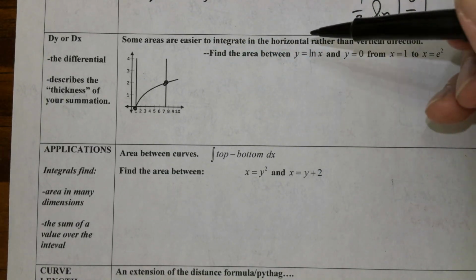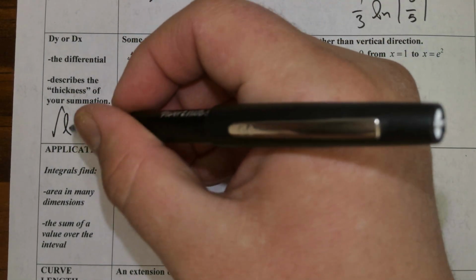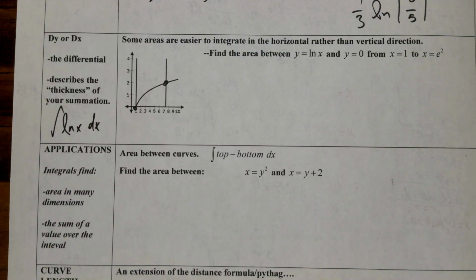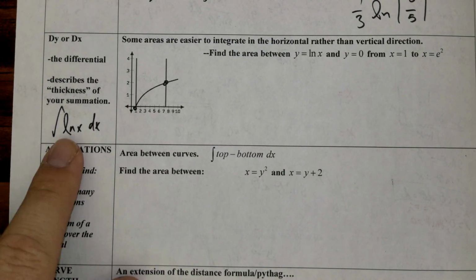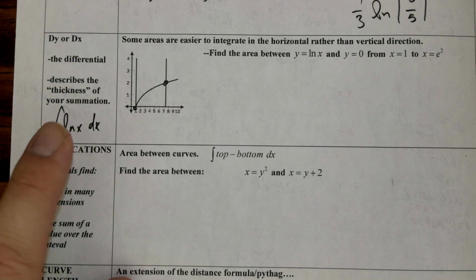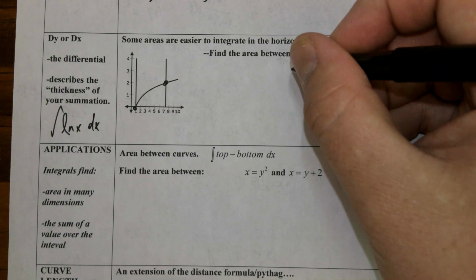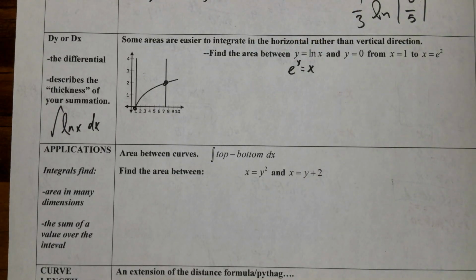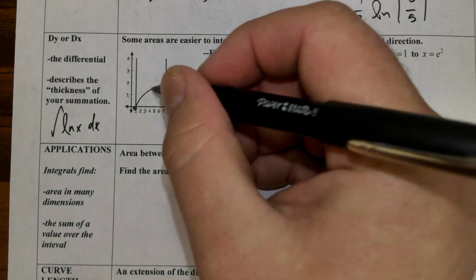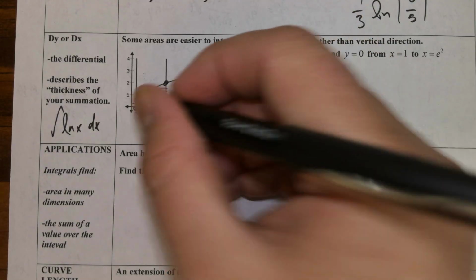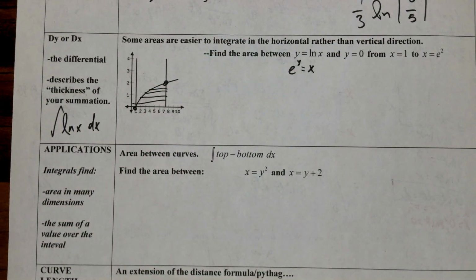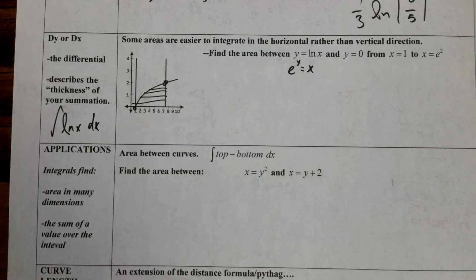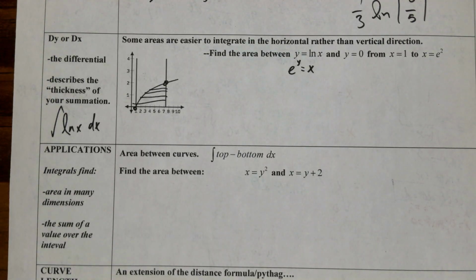As much as I would love to do the integral of ln x dx, I know you all love that so very much, there's an easier way to go about this, right? I don't want to integrate ln x. Rather, let's solve this thing for y. And now let's go stars and stripes. Let's do our integral this way, where I have a top minus bottom situation to solve this area.